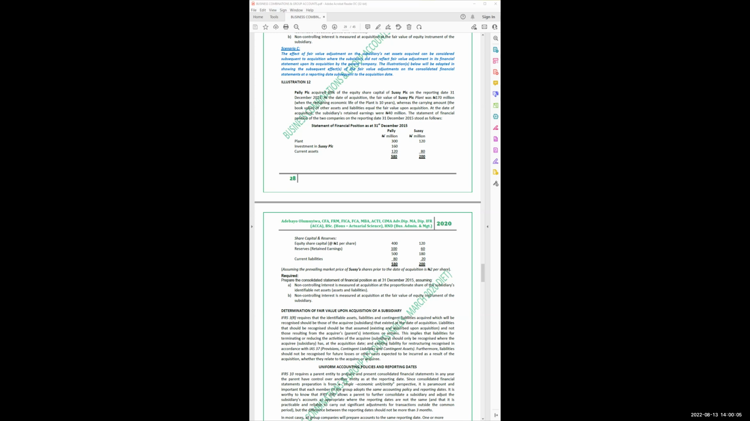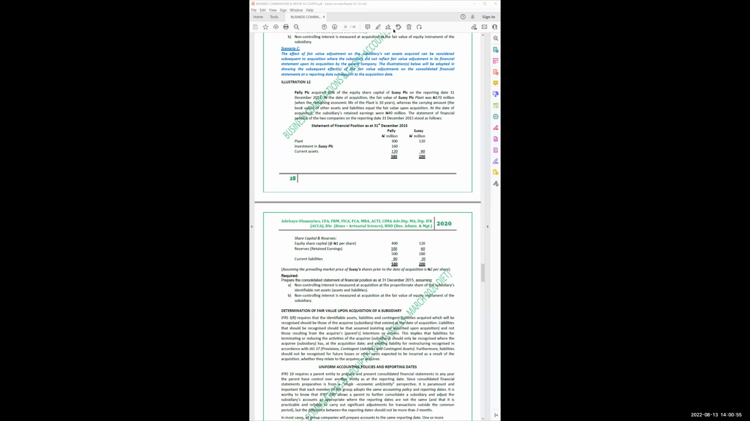Statement of financial position as at 31st December 2015 for Pali, plants 300, Suzy 120, investment in Suzy PLC is 160, current assets 120 for Pali and Susie 80. Total asset is 580 for Pali and 200 for Susie. Share capital and reserve. Equity share capital at ₦1 per share for Pali is 400, Susie 120. With retained earnings for Pali is 100, Susie 60. Total equity and reserve is 500 for Pali, 180 for Susie. Current liability 80 for Pali, 20 for Susie. Total equity and liability for Pali is 580 and 200 for Susie.